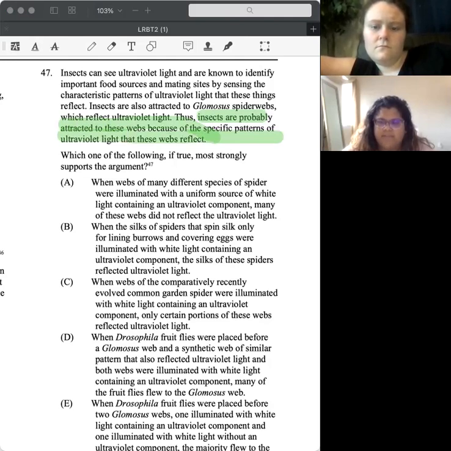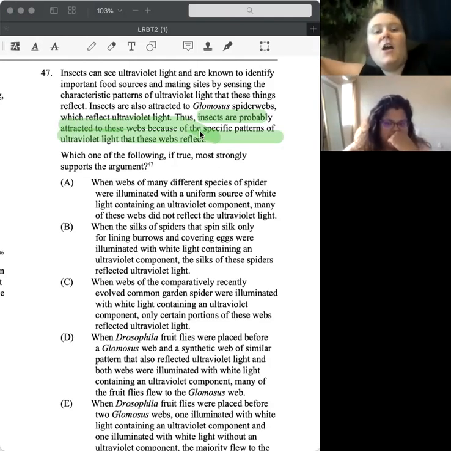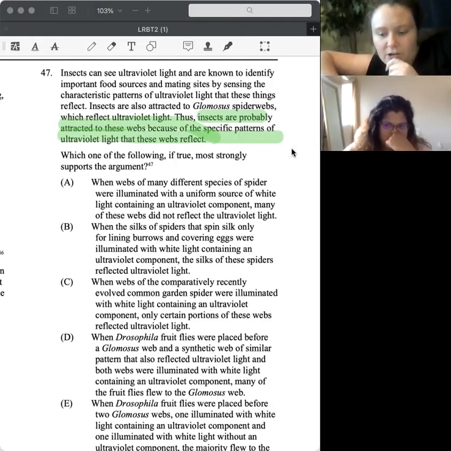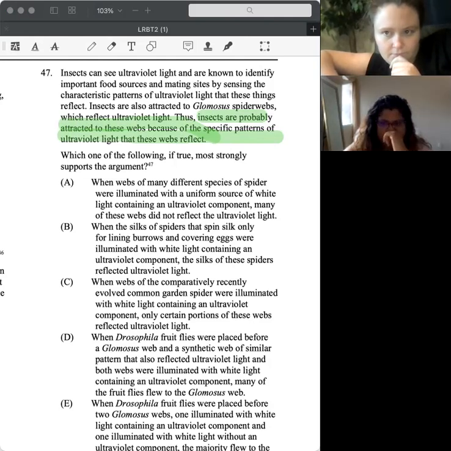Because of the patterns that the webs reflect. But where does that come from? We're saying they're probably attracted to them because of the patterns, but why do we think that they're attracted to them because of the patterns? Because there are important food sources and mating sites.